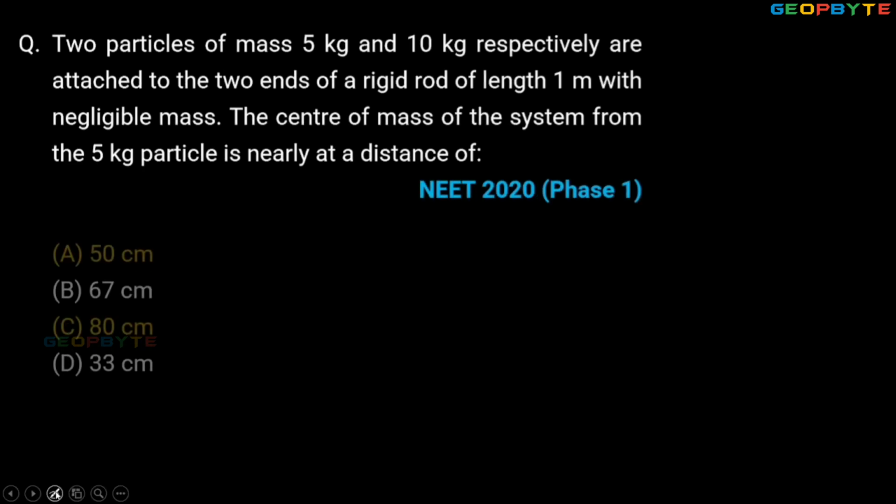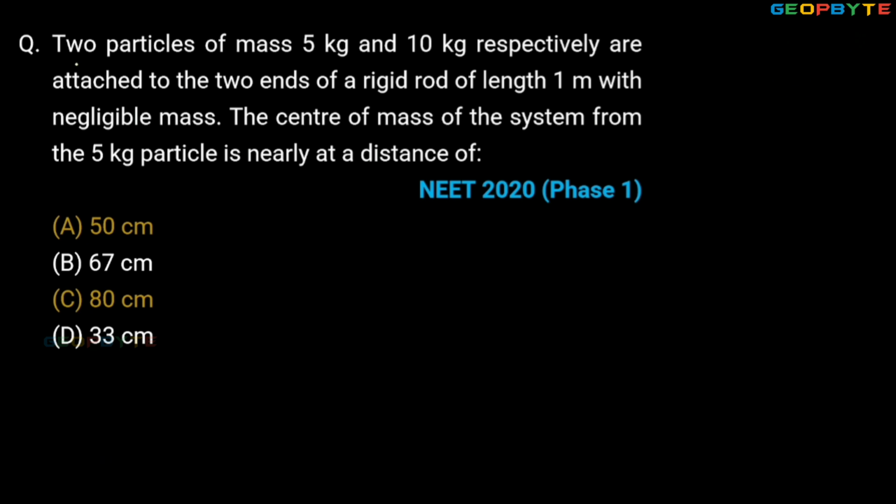Similarly, let us take another important problem. Okay, look at the screen. It is asking like this: two particles of mass 5 kg and 10 kg respectively are attached to the two ends of a rigid rod of length 1 meter with negligible mass. This problem is very similar to the previous one. There is a rigid rod of length 1 meter and you are asked to ignore the mass of the rod, but two masses are connected. One is 5 kg attached to one end and 10 kg attached to the other end.